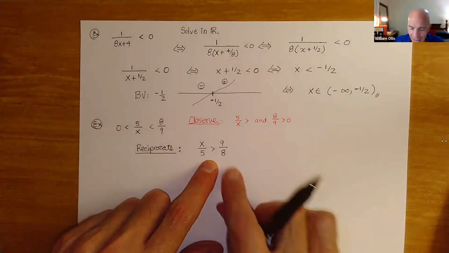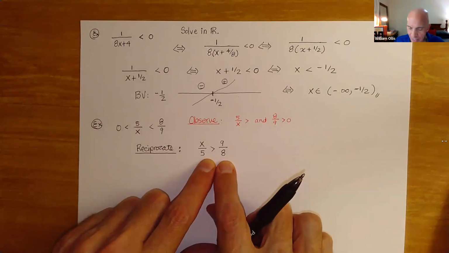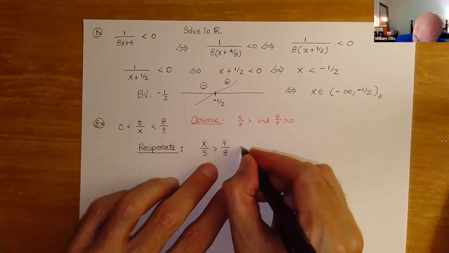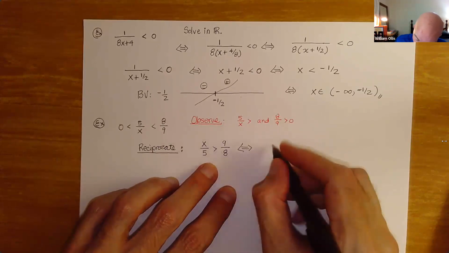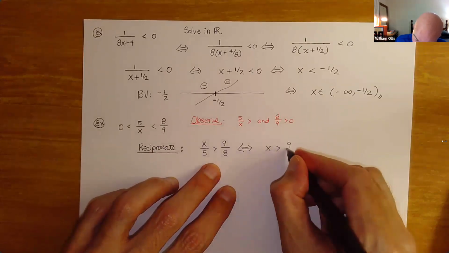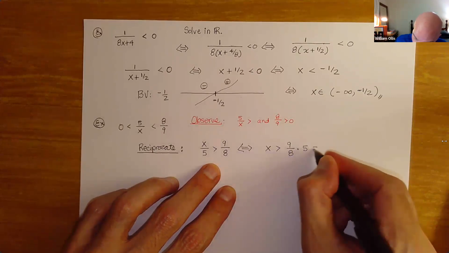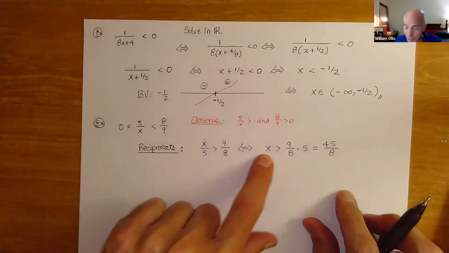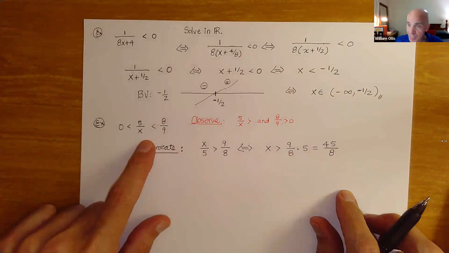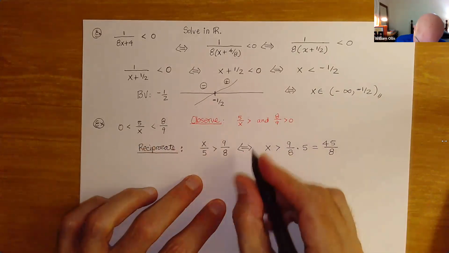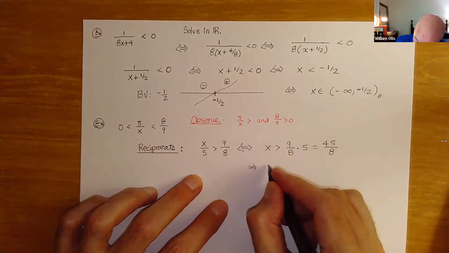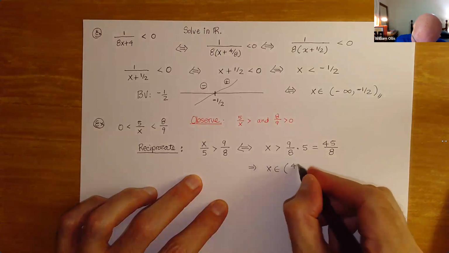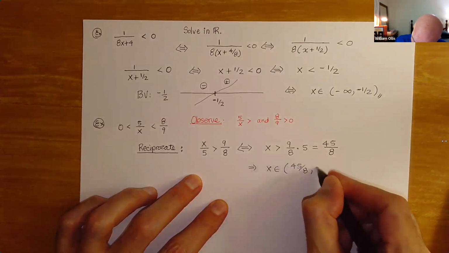Now, again, I'm not requiring you to do the BV technique every time. So if you want, you can just go ahead and multiply. So now just get rid of the 5, multiply both sides by 5. So X is greater than 9 over 8 times 5, and that's just 45 over 8. So now X must be greater than 45 over 8 for this inequality to be valid. So this would imply, if you will, X is an element of (45/8, infinity).